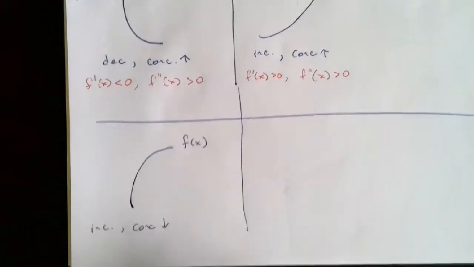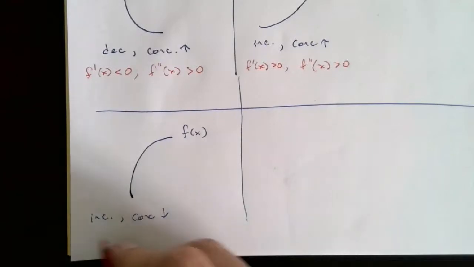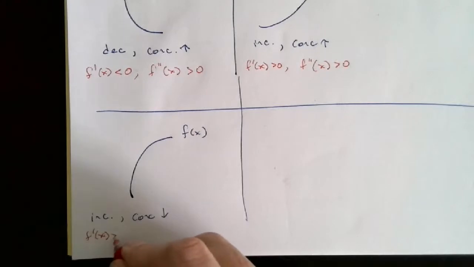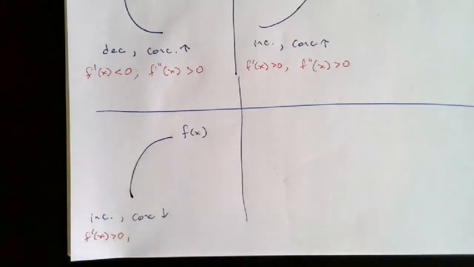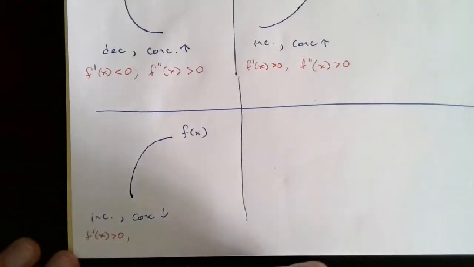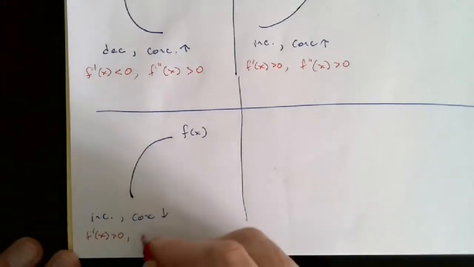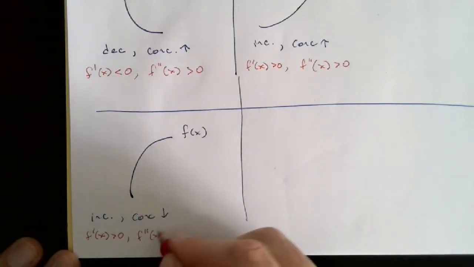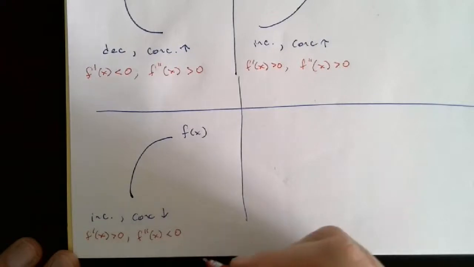Talking about how this impacts the derivatives. If it's increasing, that tells us the first derivative, f prime of x, is greater than 0. In other words, it's positive. And if concave down, that tells us about the second derivative. It tells us the second derivative, f double prime of x, is less than 0. It's negative.